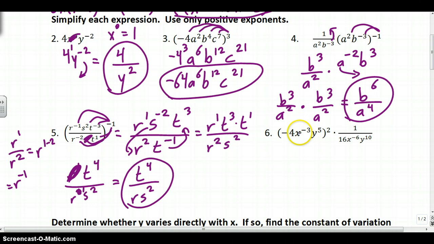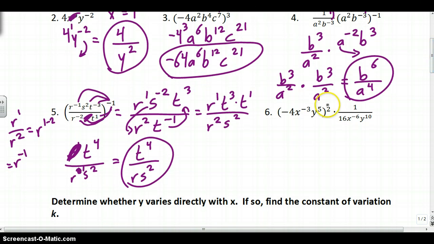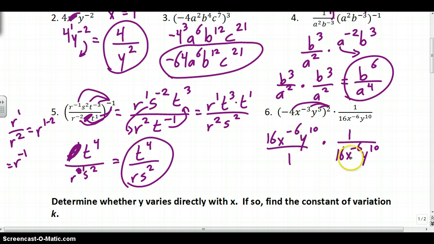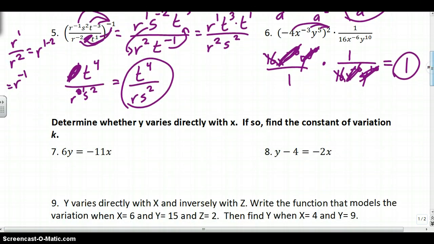Okay. Number 6, last one of the properties of exponents. Distribute the power. Negative 4 squared is 16. X to the negative 6th, y to the 10th, times 1 over 16 x to the negative 6th, y to the 10th. And you'll notice, yeah, these are negative exponents, but they're the same, right? So even if I did switch their places, they're still going to cancel. The 16s cancel, the y to the 10ths obviously cancel, and of course x to the negative 6 will cancel as well. So this one reduces simply to 1. Pretty easy, huh? Watch out for tricks like that tomorrow.